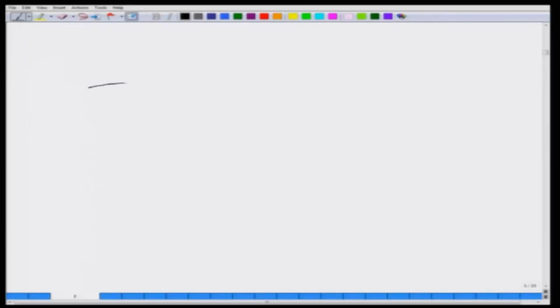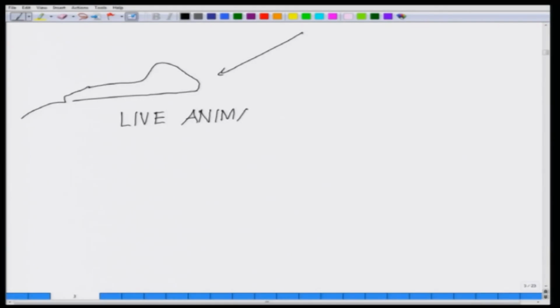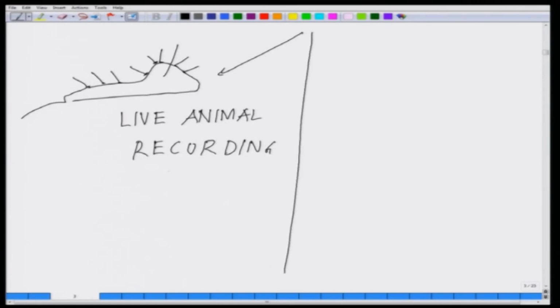So, these are the different techniques. So, this is the live animal. So, for example, these are recording techniques. Okay. Live animal recording. So, you have electrode either implanted like this, or you have surface electrode like this, and the animal is alive. This is a spinal cord, likewise, and essentially what you are recording are the field potentials.